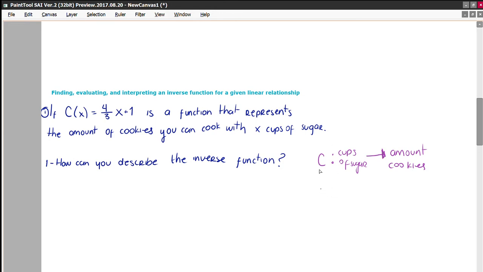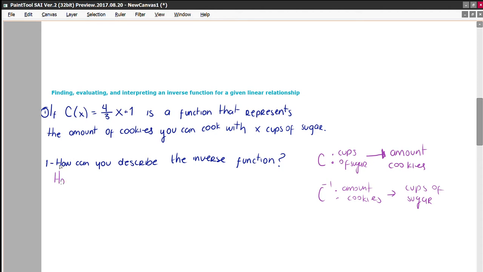Because we know that an inverse function undoes what the original did, that means that the inverse function receives an amount of cookies, and in return, it tells us the cups of sugar needed to create those cookies. So how can we describe the inverse function? The inverse function tells us how many cups of sugar do we need to build a certain amount of cookies.